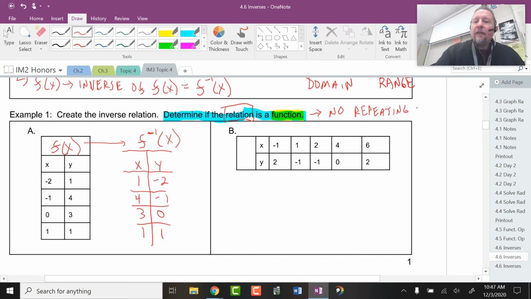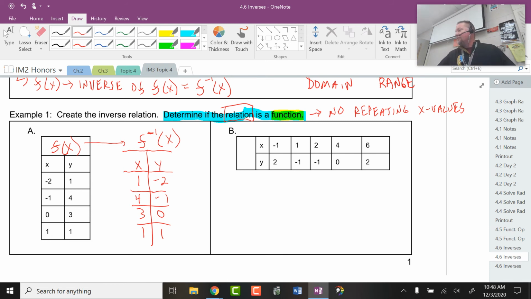That is a function: if you have a relation where no x values repeat. And that's really the simplistic, truthful definition. I don't know if another math teacher would be mad that I put that simplistic definition there. I just remember hating the definition of a function as a student and not understanding it well.